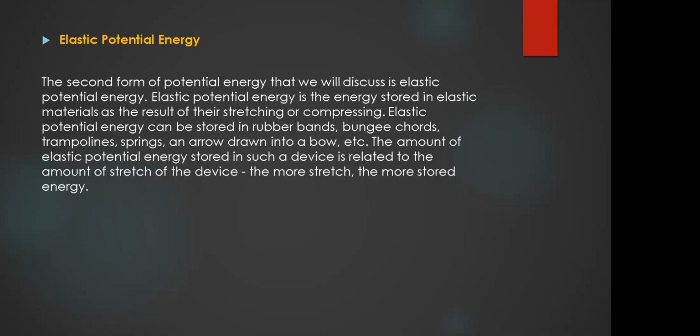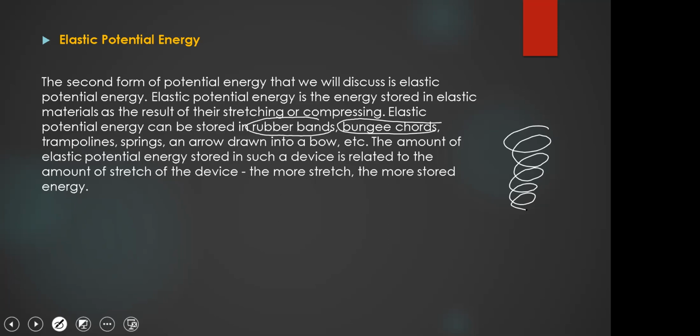So the elastic potential energy can be stored in a rubber band, bungee cords, trampolines, springs, an arrow drawn into a bow, etc. You know the trampoline, where the kids are jumping. We know the spring. Since you press on it, when you remove your hand, it will come back. Because it has an elastic energy, it stores energy when it is stretched or compressed, and then uses this energy.